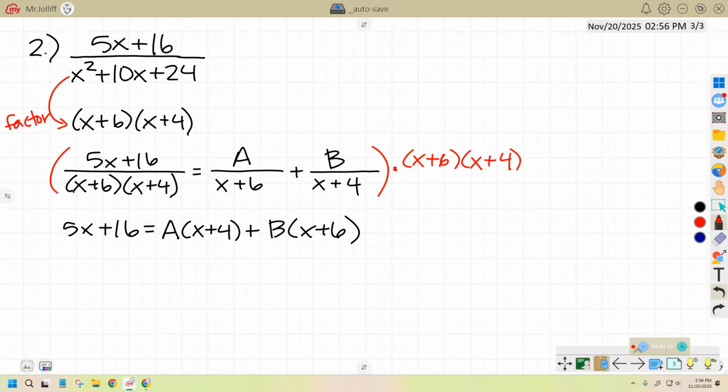We're stuck. Marissa, can you help her out? How do I simplify on the right? Distribute. Get rid of those parentheses. Yeah. So 5x plus 16 equals ax plus 4a plus bx plus 6b.